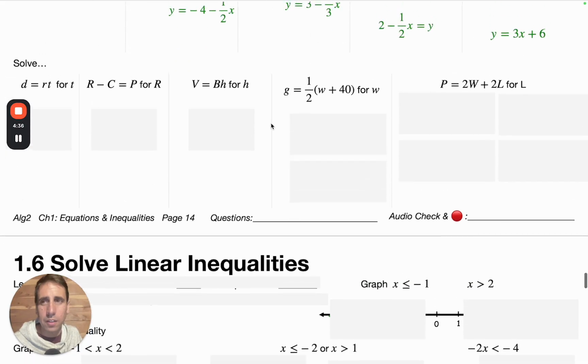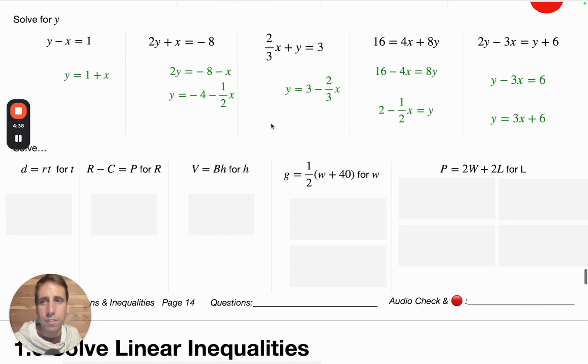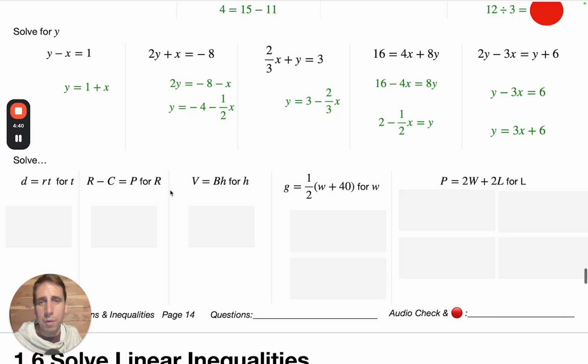But let's solve here. Every problem has different letters, so it has to specify what letter to solve for. In this case, d is equal to rt. If you want to solve for t, you've got to undo the multiplication and divide both sides by r. And this is what you get. Now, t has been solved for. There it is.